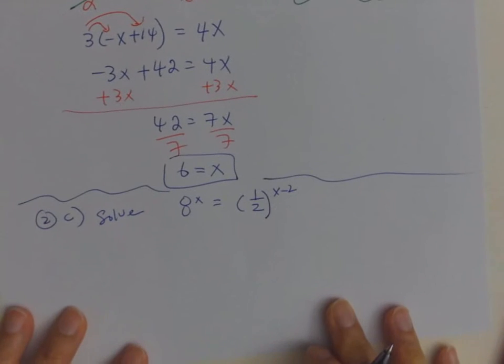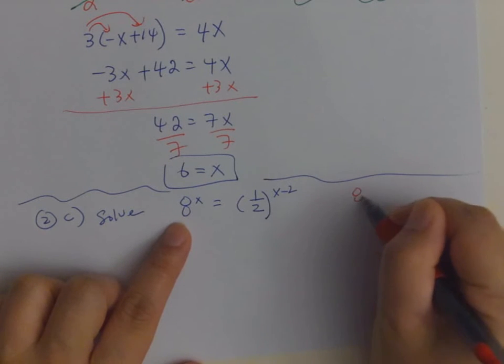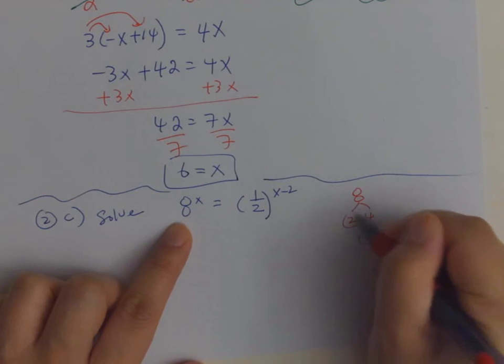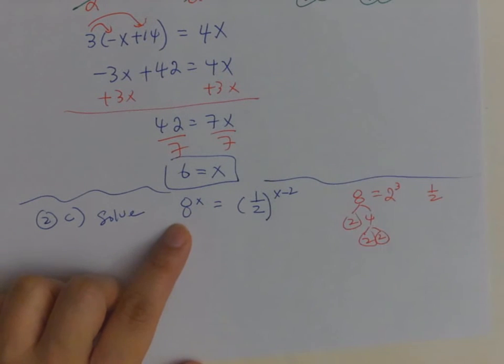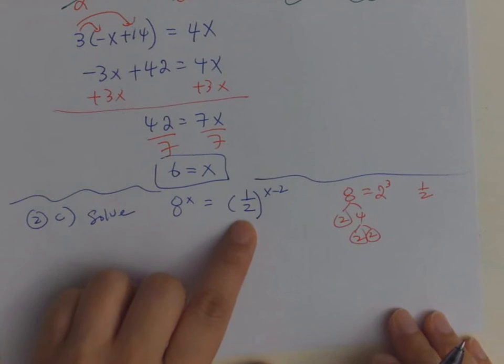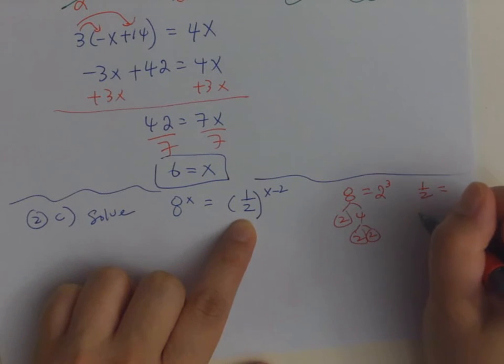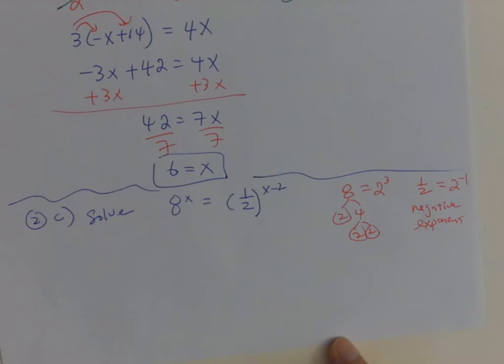Okay, so looks like we're going to change them to 2 as the base, right? We already know 8 is 2 to the third power. How about 1/2? So when you have 1 over a number, we remember this is what kind of exponent? A negative exponent. So it's 2 raised to negative 1. Alright? So now we can change them.